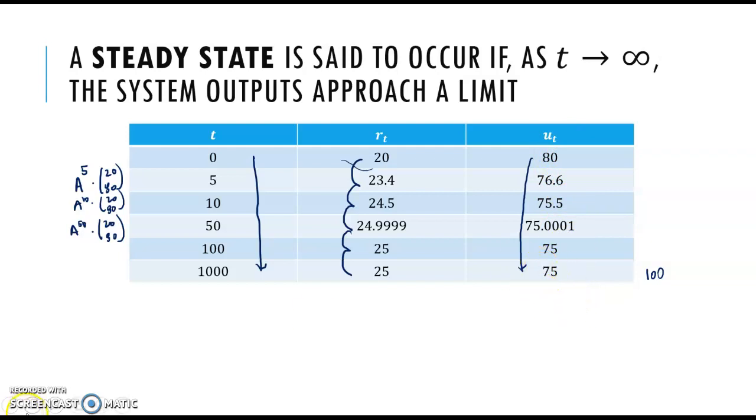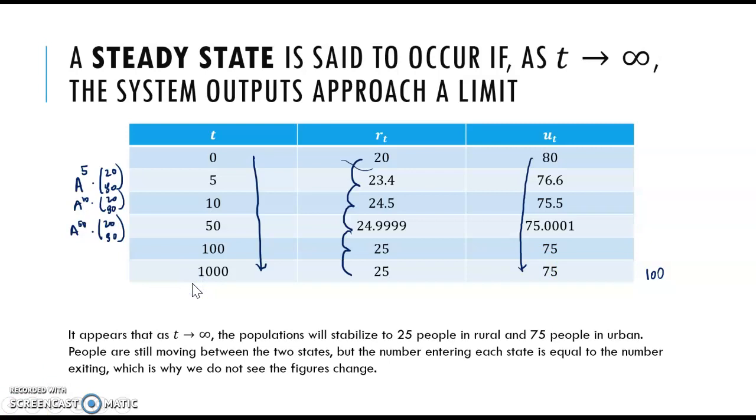So to summarize this, we could say it appears that as t approaches infinity, the populations will stabilize to 25 people in rural and 75 people in urban. People are still moving between the two states. If we go back to our state transition diagram, every time a year passes, 15% of the rural people become urban and 5% of the urban become rural. So people are still moving between the two states, but the number entering each state is equal to the number exiting, which is why we do not see the figures change. So there's still movement happening.